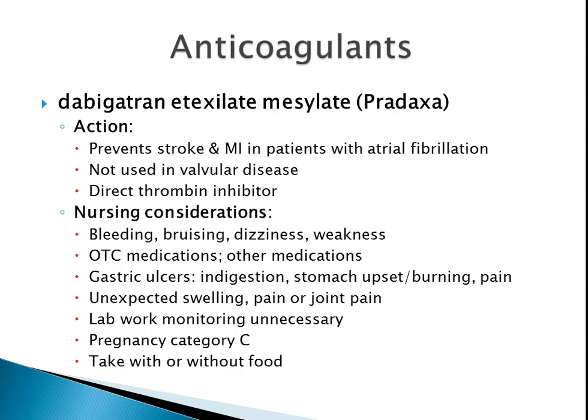So if you have an anticoagulant that doesn't have an antidote, what are you going to have to tell the patient to do if they start bleeding? Basically, go to the emergency room because they're probably going to need a transfusion of blood or plasma. They're going to need a transfusion of something with those clotting factors in it. Okay? Pregnancy category C, so take with or without food. So this one can be taken either with food or without food, whatever the patient chooses to do.